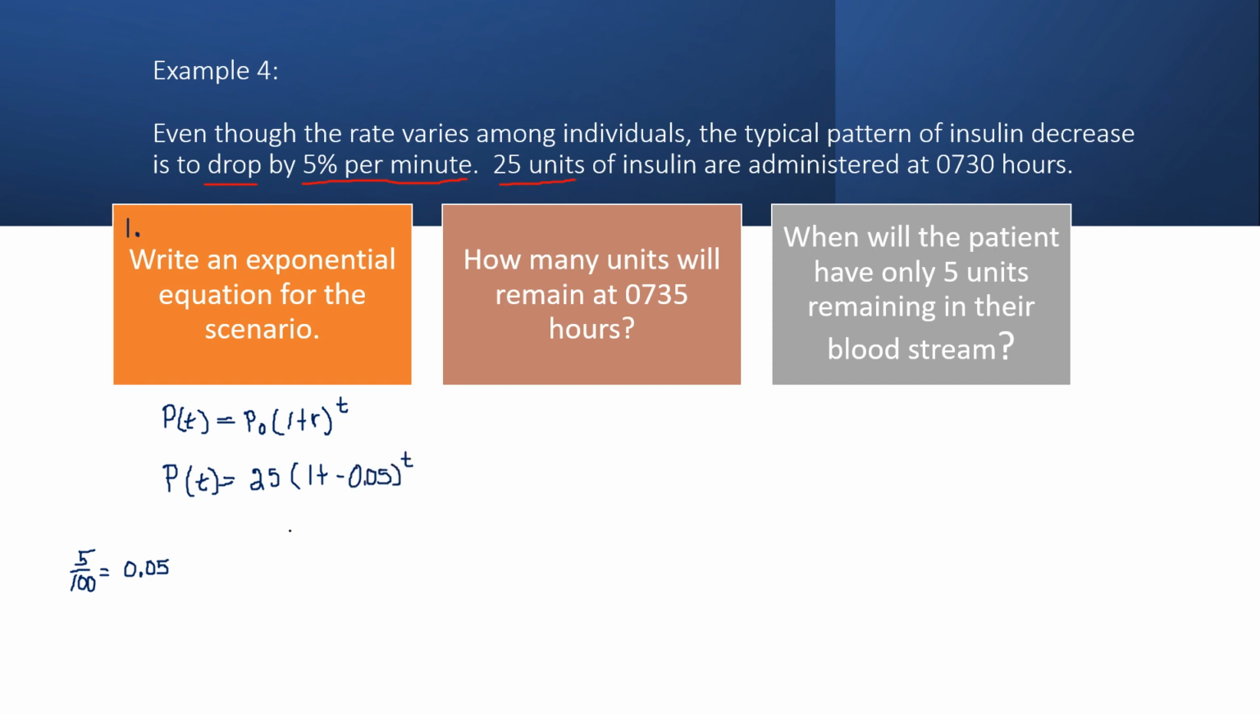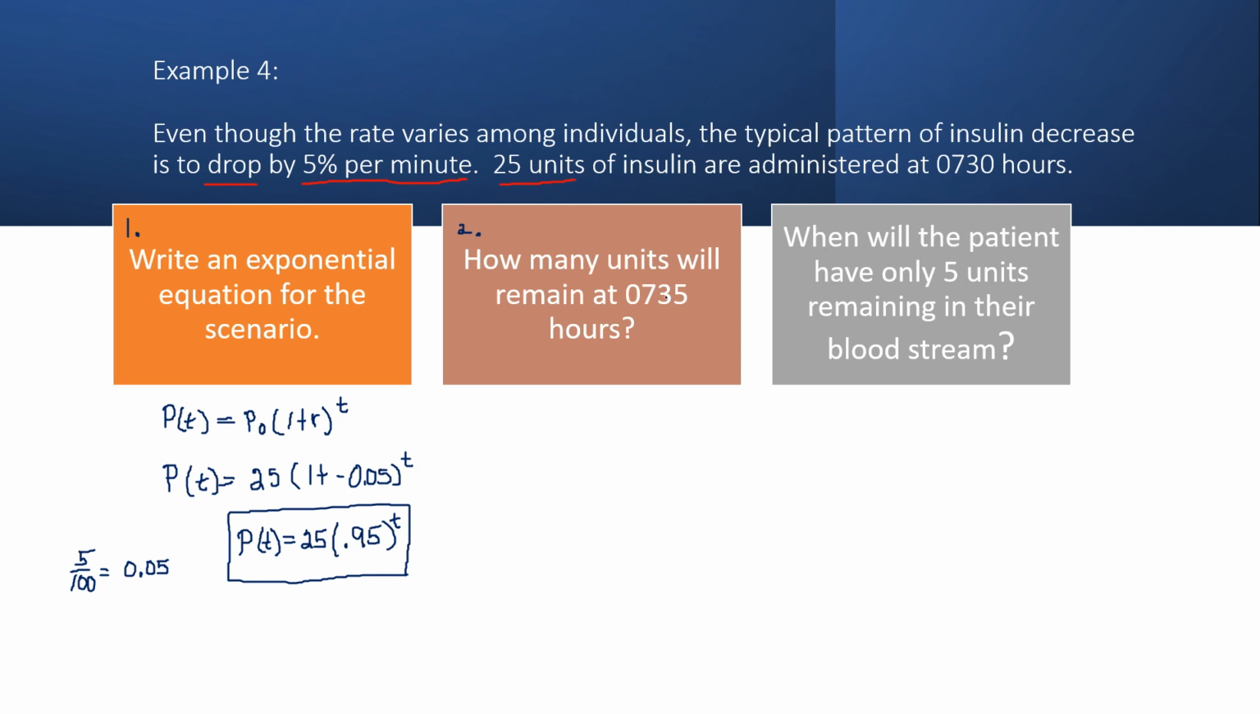I will also do the math that is inside the parentheses to clean up my formula a little bit. So P of t is 25 times 0.95 to the t power. This is my formula for this scenario. So I move to the second question.